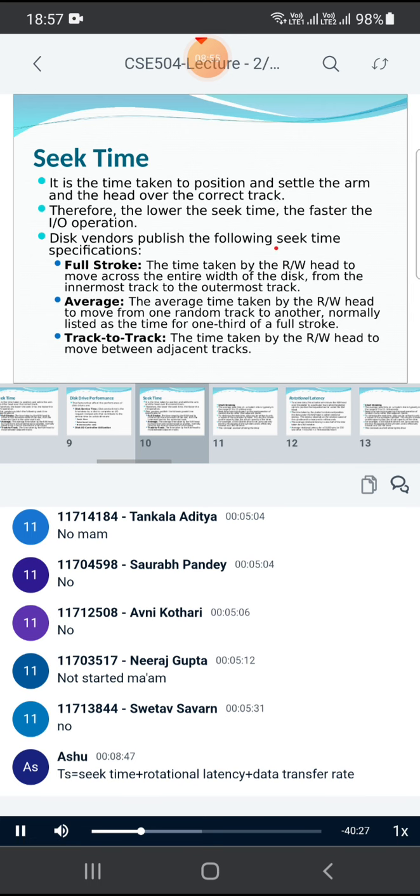And therefore, the lower the seek time, the faster will be the input-output operation. जितना seek time कम होगा, less time it will take to find the track where the operation has to be performed. The faster will be your operation. और जितना ज़्यादा time लगेगा, if it takes more time, your operation will be slower. Is it clear to everyone what is seek time? What is seek time and how it affects the performance of the disk?